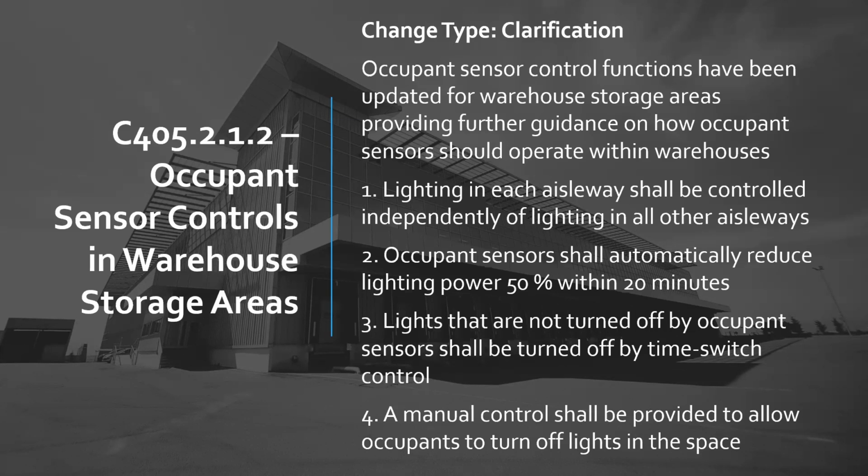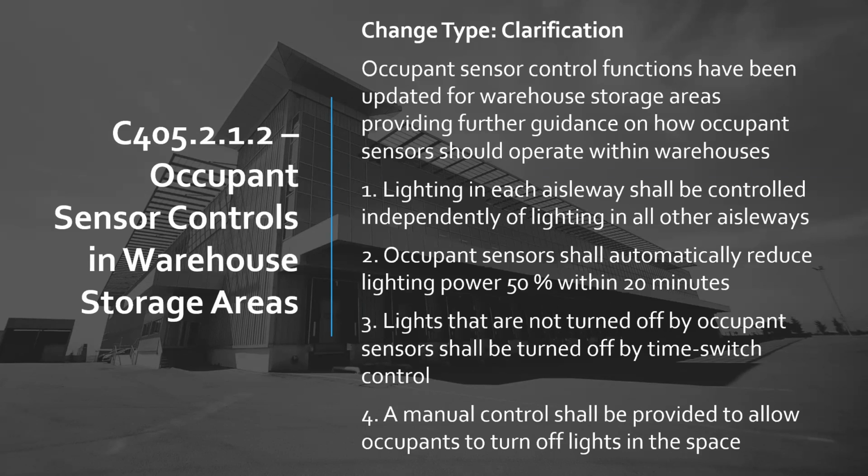The occupant sensor controls in warehouse and storage are becoming more and more defined, with requirements for restricting light usage of unoccupied warehousing. That includes lighting of aisleways. So if you've got different aisleways inside of a warehouse, they shall be controlled independently of all other lighting of other aisleways.